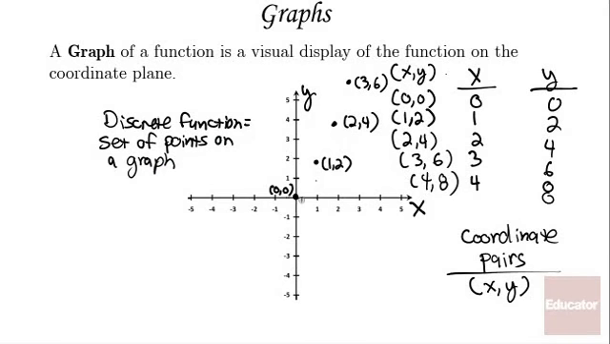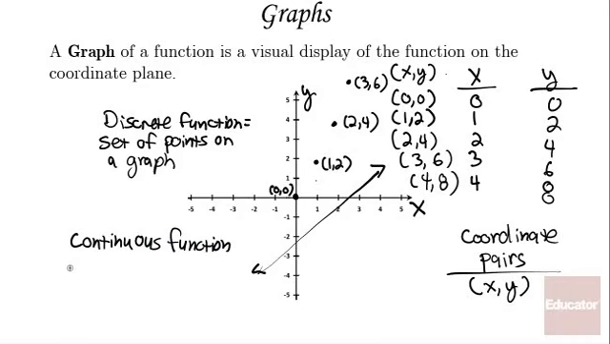Now, let's say I had another graph, another function, and it ended up coming out as a line on the graph, such as this. That would be called a continuous function. So a continuous function, when graphed, forms a curve or a line. So this is a continuous function. What I have up here is a discrete function.